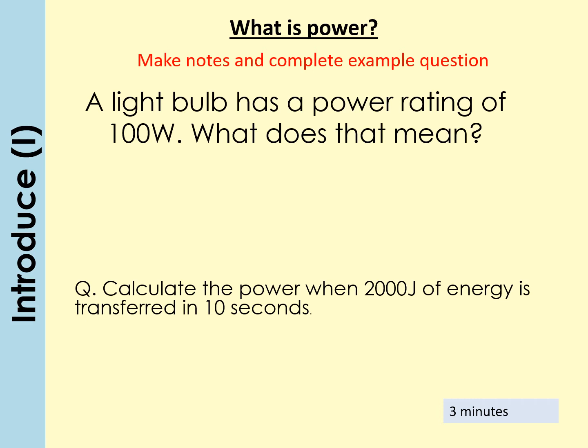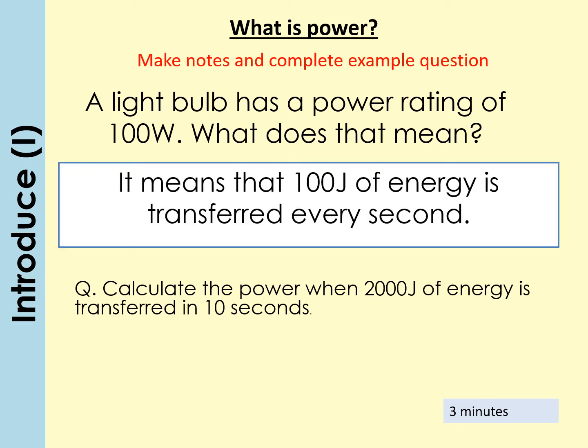Okay, so here we are now looking at what is power. Well, power is the amount of energy transferred in a second. So if a device, an electrical device, has a power rating of 100 watts, it's quite a low power rating actually. A washing machine will have something like 2,000 watts, a kettle 1,500 watts, something like that. Means the 100 joules of energy is transferred every second.